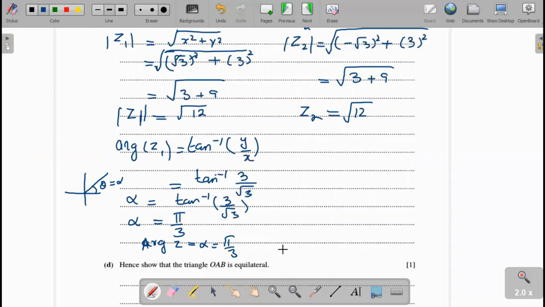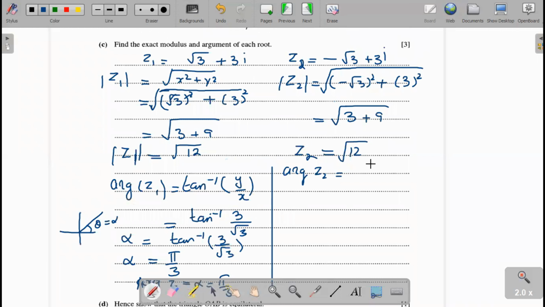Now in the second case, we see here the argument of Z2 will be equal to tan inverse y over x. You see here y is 3 and x is minus square root of 3. Now the alpha will be equal to tan inverse, the basic angle, 3 over square root of 3, and that will also be equal to pi over 3.